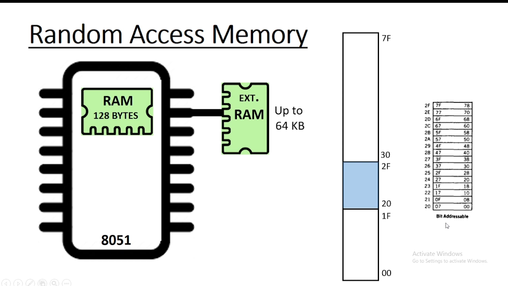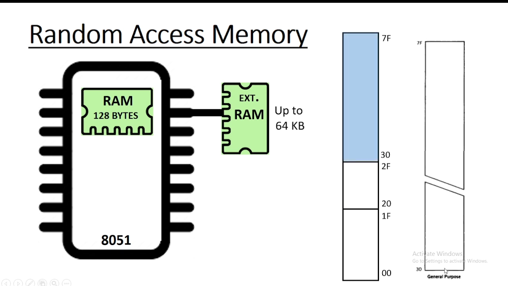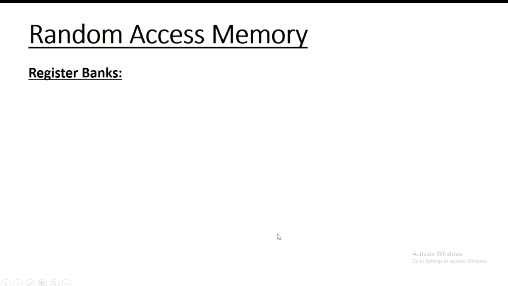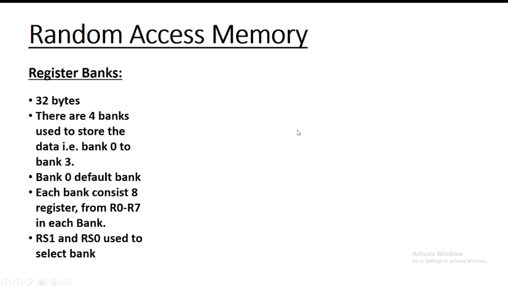Next section is the bit addressable memory area. Third section is the general purpose memory, which is used to store the data temporarily. So we'll talk about the different sections of the random access memory. First section is the register banks or working registers.